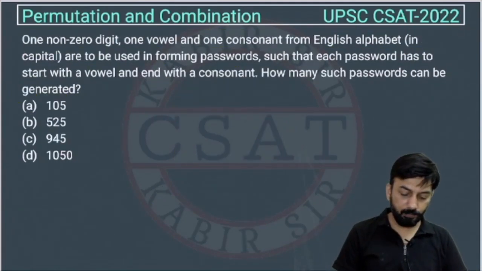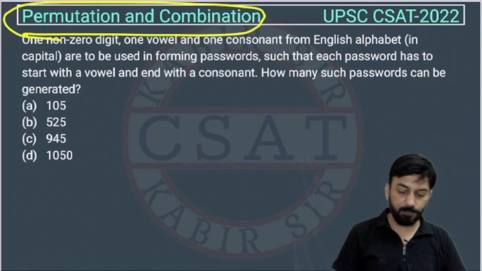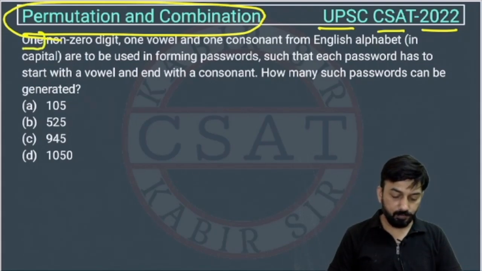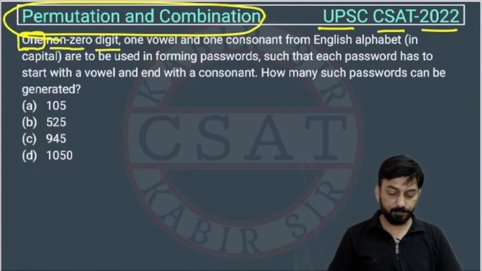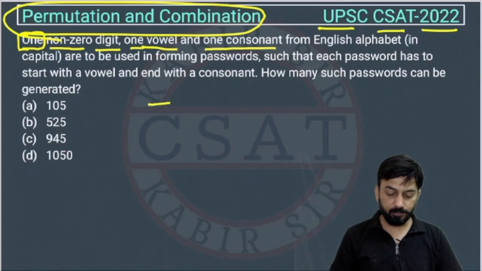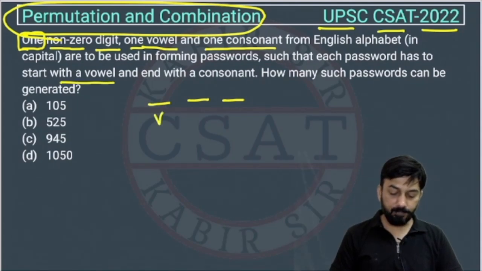This is a question from the Permutation and Combination chapter, asked by UPSC in their CSAT paper of 2022. This one is important, right? One non-zero digit, and one vowel and one consonant from the English alphabet are to be used in forming a password, such that each password has to start with a vowel. So there will be one digit, one vowel and one consonant, and the password will start with a vowel and end with a consonant. How many such passwords can be generated?